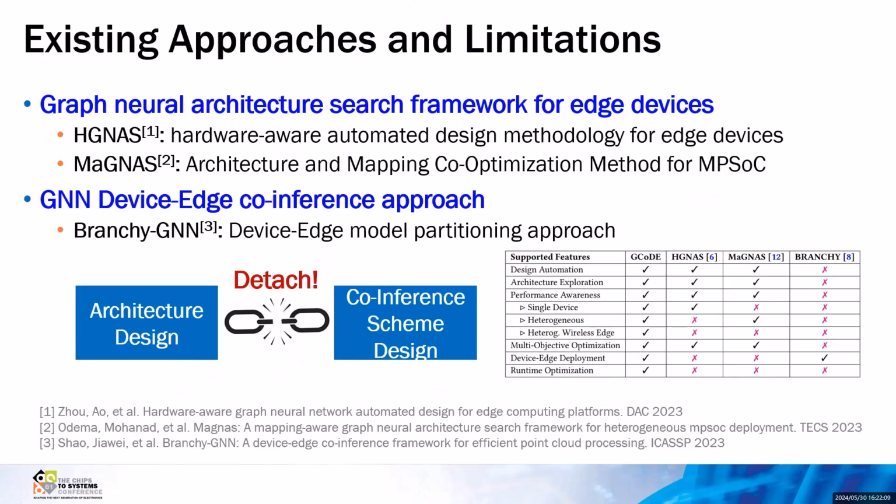HGNNs and MaGNNs have attempted to design efficient GNN models for edge devices using hardware-aware NAS, achieving some acceleration, but they did not consider the communication overhead. On the other hand, Branchy-GNN tried to manually select split points for existing GNN models, but did not explore novel architectures, resulting in limited speedup. In practice, this approach does not fully leverage the potential of the device-edge co-inference paradigm. We believe the fundamental reason is the detachment of architecture design and co-inference partitioning. Therefore, we are motivated to design the GCoDE framework to jointly optimize architecture and co-inference schemes.